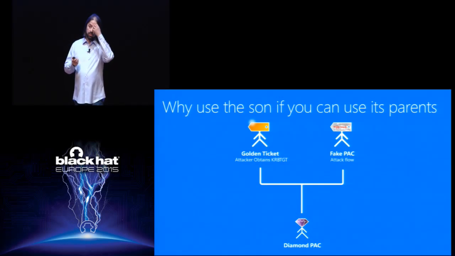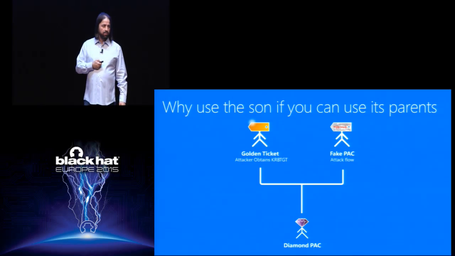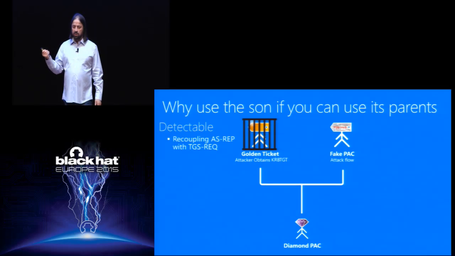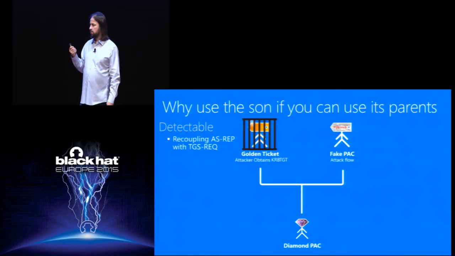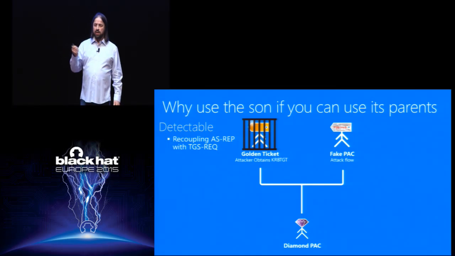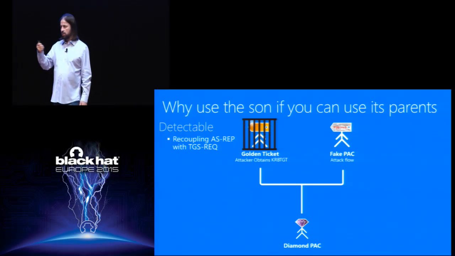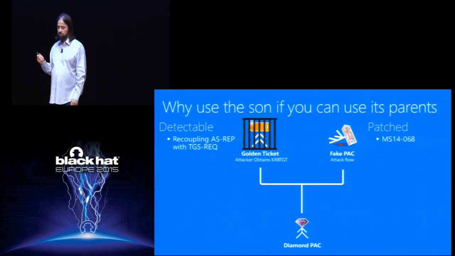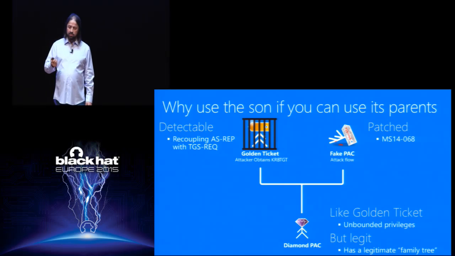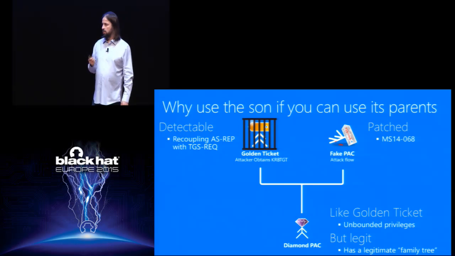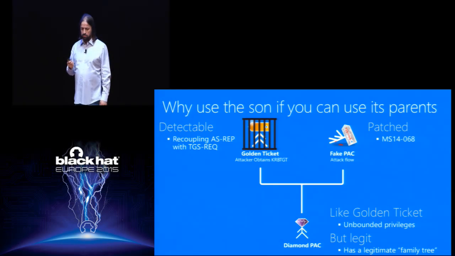So the obvious question is why use the son, the diamond PAC, instead of the parents. We just explained it: the golden ticket is easily detectable over the network, because there's a coupling of the authentication request response and the TGS request. The fake PAC is patched, it's no longer alive. So we have a diamond PAC attack, which gives us unbound privileges, just like a golden ticket, but with a legitimate family tree, a legitimate flow over the network.